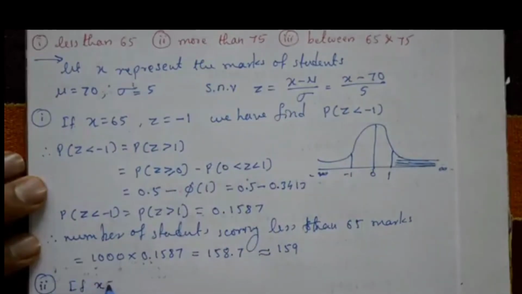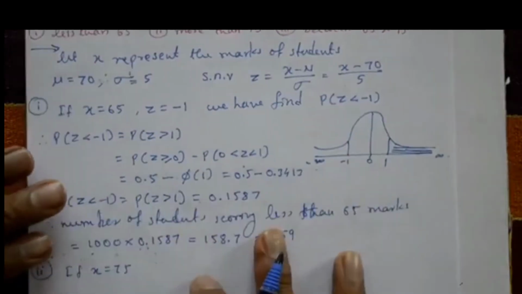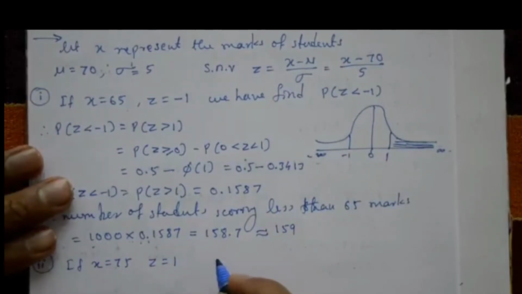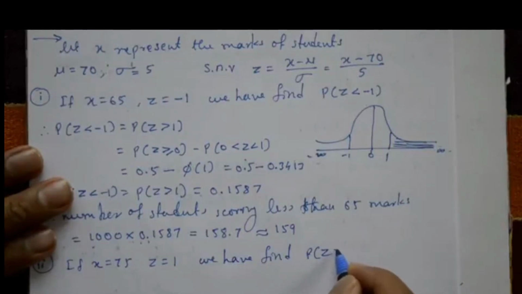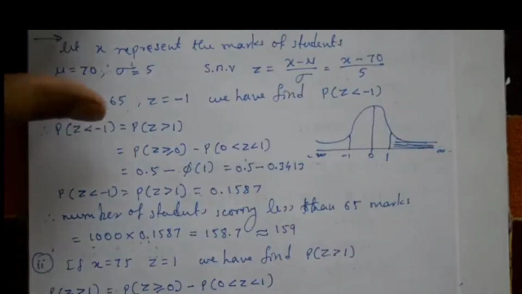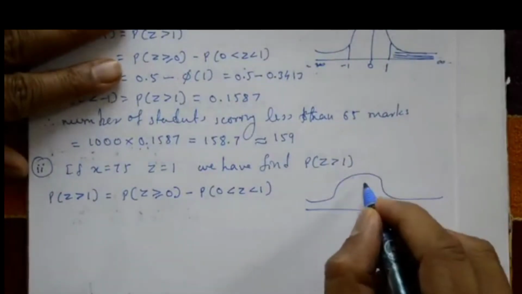If you take x is equal to 75, put x is equal to 75: 75 minus 70 is 5, divided by 5 is 1, so z is equal to 1. So we have to find the probability of z greater than 1, which is equal to the probability of z greater than or equal to 0 minus the probability of 0 less than z less than 1. The diagram is the same diagram.